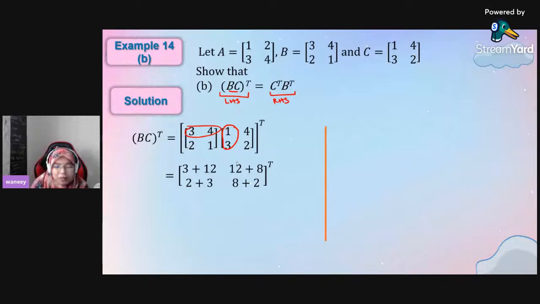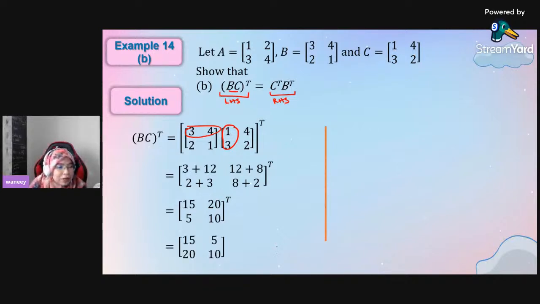Okay, so simplify them a little bit. So it will become 15, 20, 5, 10, transpose. And then you're going to transpose everything. So it will become 15, 5, 20, 10. Okay, so that is BC transpose.